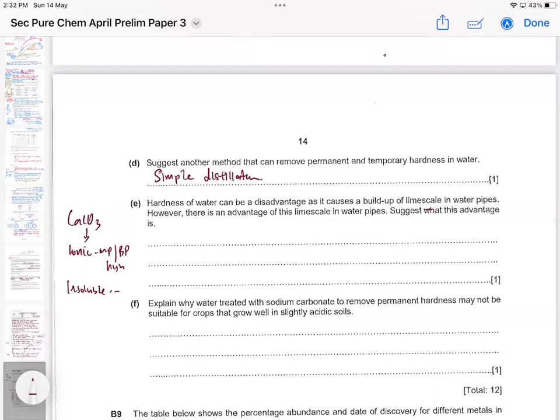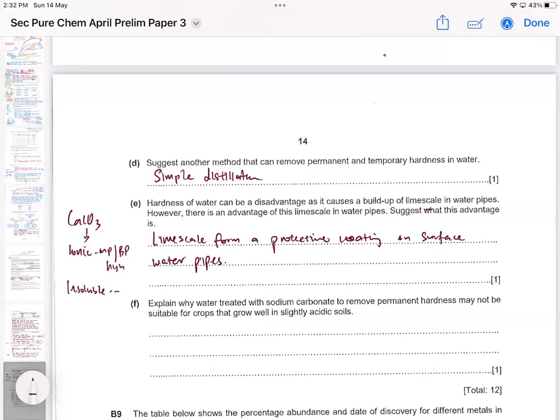So because of this hardy material form, it actually can help to do something to your water pipe, especially if it's a steel water pipe. It's something like a coating. All this limescale can technically form a coating. And let me be a bit more obvious. It can actually form a protective coating on the surface of the water pipes.